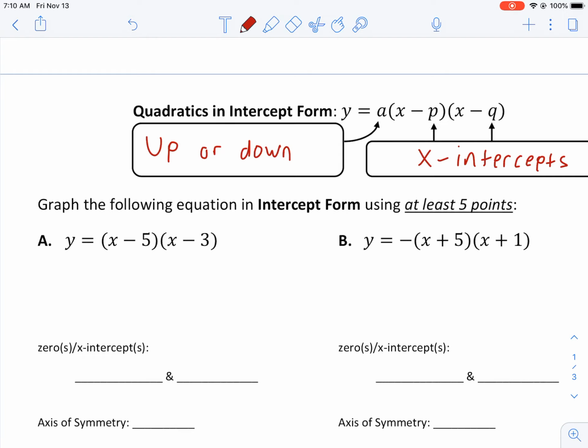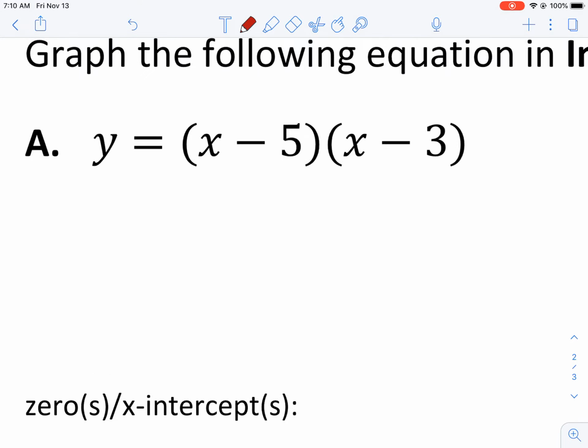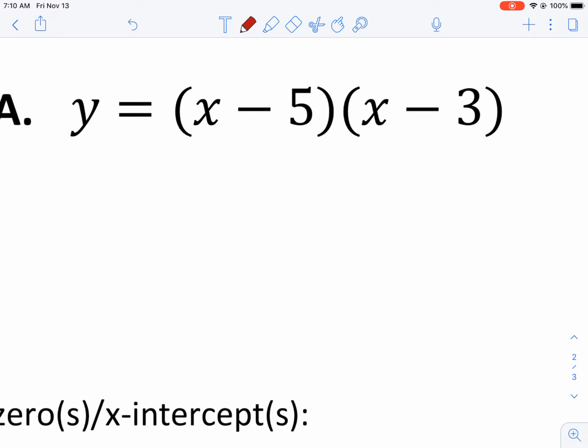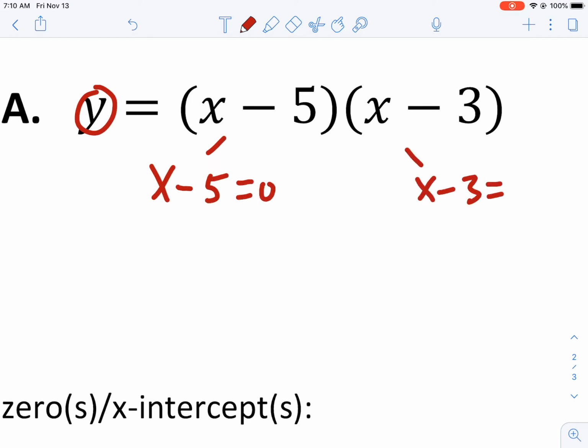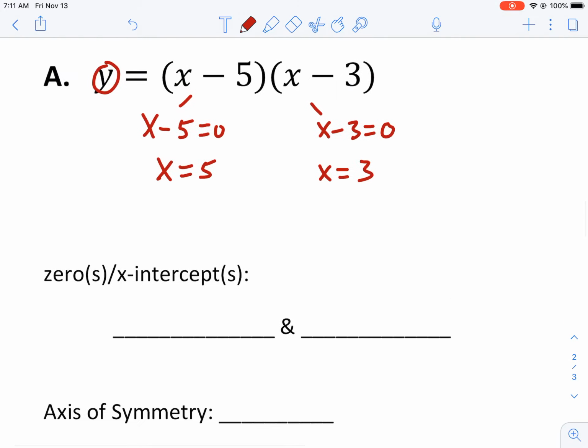So we're going to graph these two. I'll show you how to graph the first one, and then you can try the second one. What we're going to do here is first get the zeros or x-intercepts. So we've got to set this equal to 0. Then we want to set both parentheses equal to 0. We add the 5 over, we get x equals 5. Add the 3 over, we get x equals 3. So our x-intercepts are at (5, 0) and (3, 0).